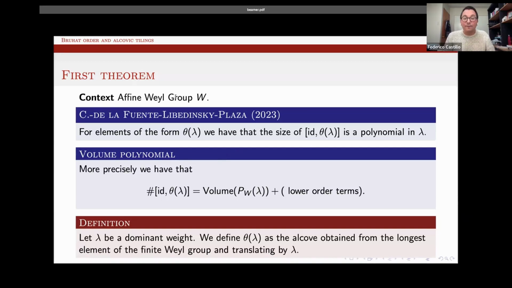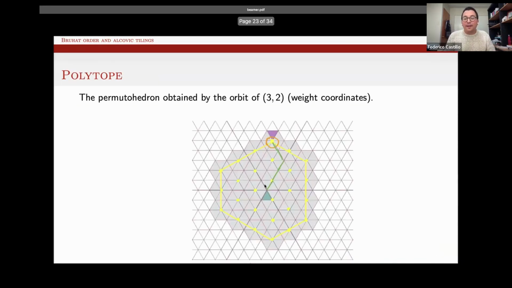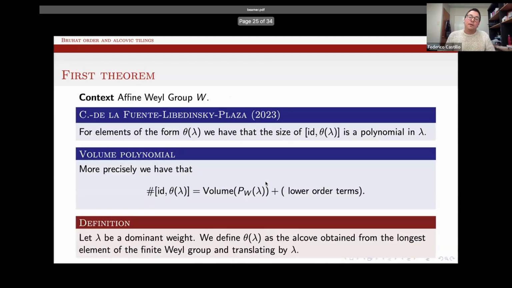Let me repeat, this is for any affine Weyl group, but the drawback is that it can only be for certain elements that are defined here. So we take the longest element in the finite group, so the opposite here, and we have to translate that guy. So we translate that guy. In this case, it will be all triangles that point downward. Okay, so we were trying to generalize this theorem.